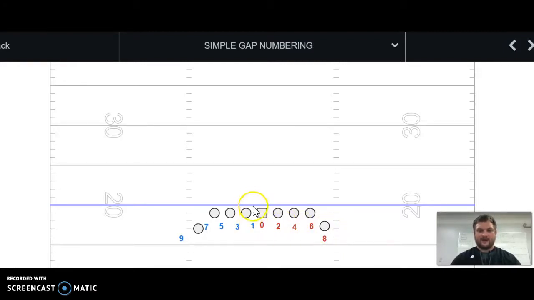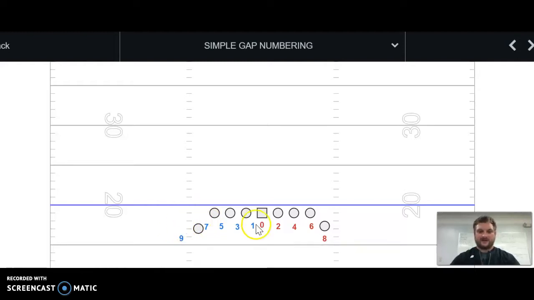If we're going to run at a gap, so if we want to run at the A gap, that's going to be a 1, very similar to an outside shade technique on defense. If we want to run to a B gap, that's going to be a 3, such as outside shade on defense. A 5 would be at a C gap, a 7 would be a D gap, and a 9 would be at an E or alley.